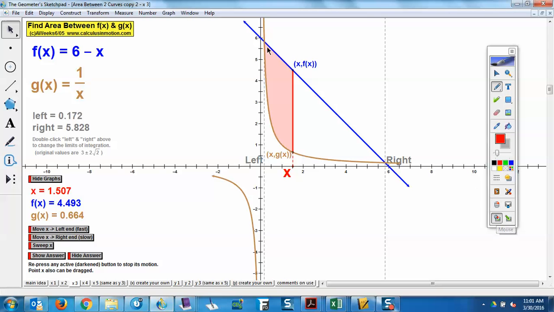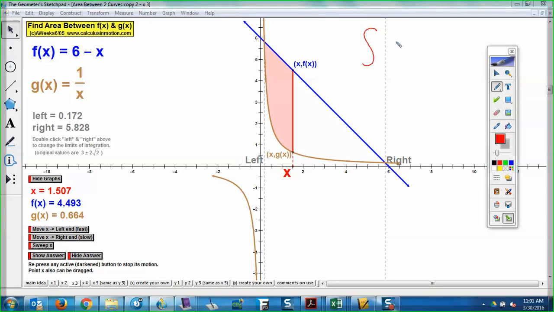So let's try this on our calculators. So it would be the top y value is 6 minus x minus the bottom y value. What's the bottom y value? 1 over x, because it says it right here, y equals 1 over x, right? So this y value is 1 over x. This y value is 6 minus x. This y value minus this y value gives me this height. What's my width?